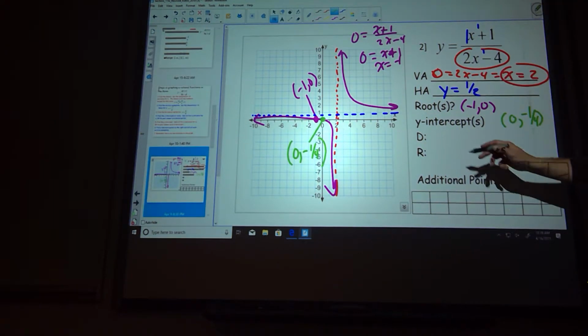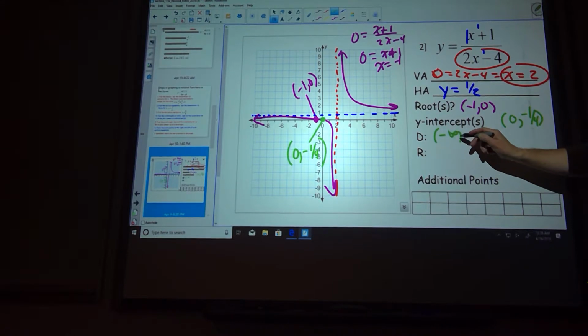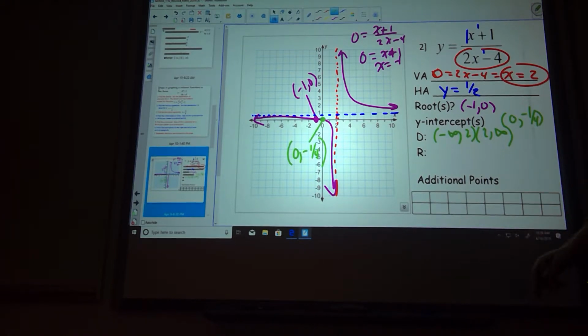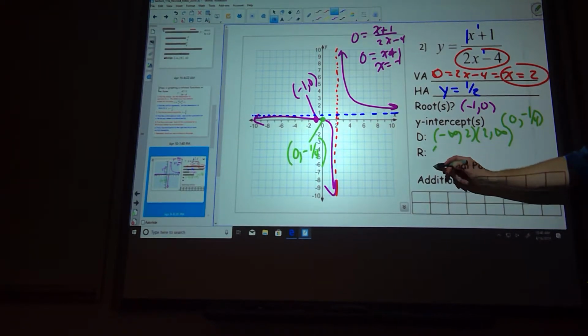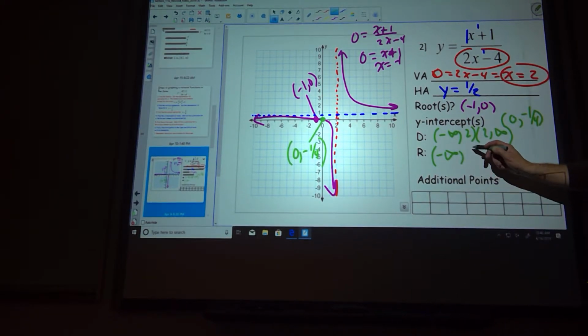Domain, we're going to look at the red asymptote, so I'm going to go from -infinity to 2, 2 to infinity. And then now we're going to incorporate the range. Does the graph go continuous up and down? Or is there an asymptote in place? It's an asymptote. What color is the asymptote? Blue. So my range is going to go from -infinity up to 1/2, and from 1/2 to infinity.